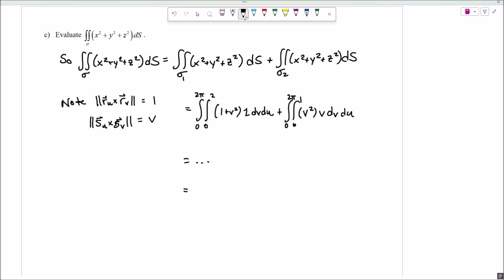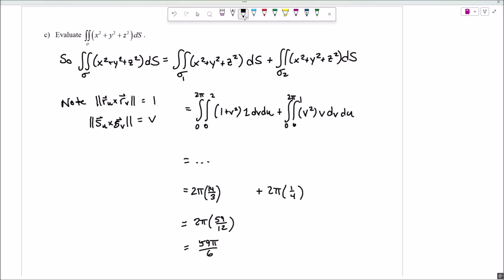Okay. For each of these, I ended up with, for the first one, 2 pi times 14 thirds. And then on the other one, I got 2 pi times 1/4. And so I get a grand total here of 2 pi times 59/12, which is the same thing as 59 pi over 6. Okay, so hopefully you were able to get to the same result.